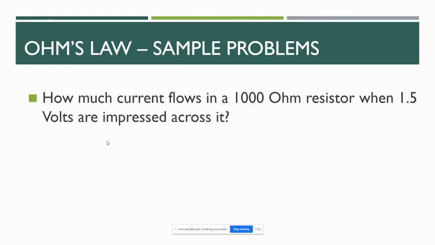Here's an example. How much current flows across a 1000 ohm resistor when 1.5 volts are impressed across it? Now what I would have to do is voltage divided by resistance, and that would give me the current. So since I have 3 decimal places here, I would move this 3 decimal places, and I would get 0.0015 amps, or 1.5 milliamps.